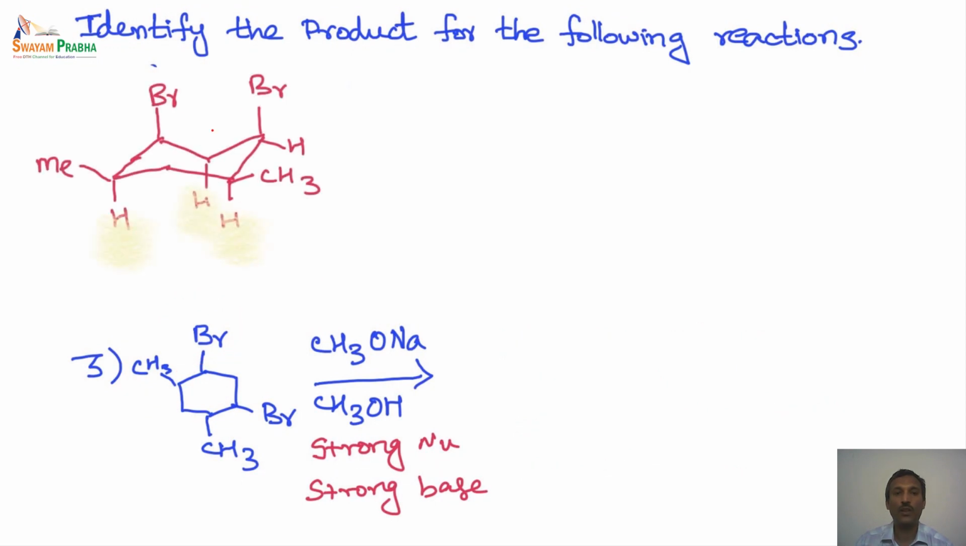So we can draw the cyclohexyl chair conformation for this particular case. I have put, for convenience, both the bromines in the axial orientation, and in this particular case the methyl group is in the equatorial orientation. Here also I have put the methyl group in the equatorial orientation so that the anti-periplanarity for the elimination is possible. So this bromine and this hydrogen can be lost. The same way this bromine and this hydrogen can also be lost.